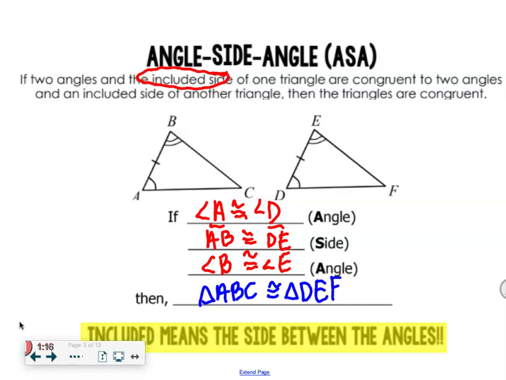It's just going to feel repetitive, like we've done this already. Angle, side, angle. Again, it'd be angle, side, angle. It would look like that.